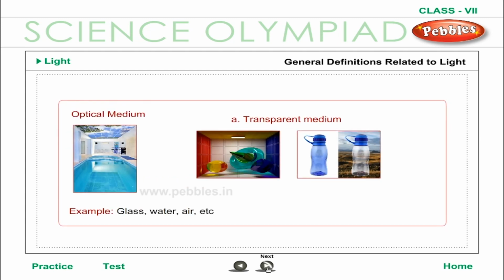Optical medium. The term medium is used for any substance through which light might pass. Example: glass, water, air, etc. Transparent medium. Substances that allow most of the light to pass through them are called transparent substances. We can see through them clearly. A transparent substance is an optical medium. Glass, water, air, etc.